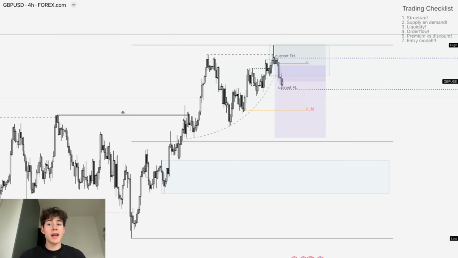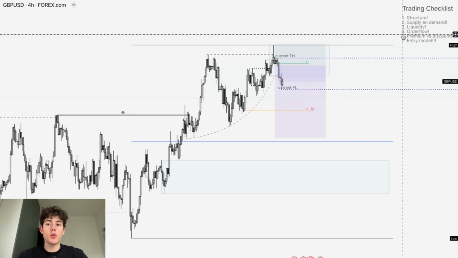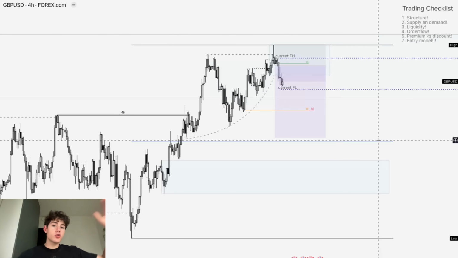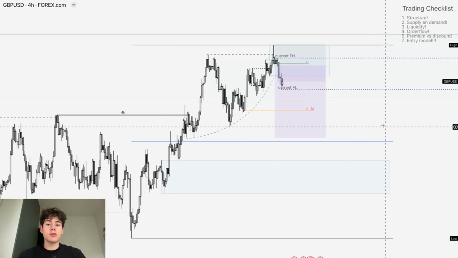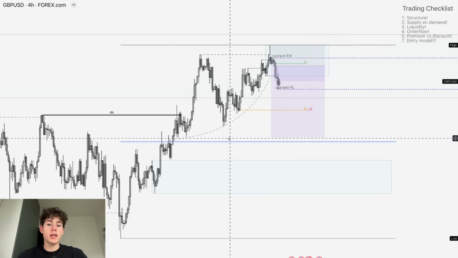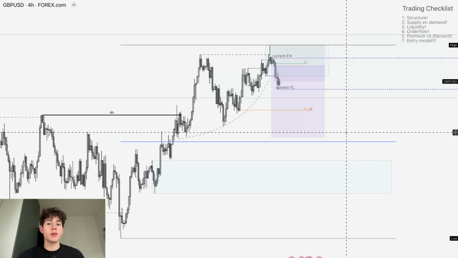So for this trade, I use my trading checklist based off structure, supply and demand, liquidity, order flow, premium versus discount, and then my entry model. So I go over to the higher time frame, weekly and daily, and then I take my entries on the 4-hour and 1-hour time frame. This is a trade here on GBP USD, a 4-hour short setup, trading towards these lows over here, and I will explain why my target is right there.